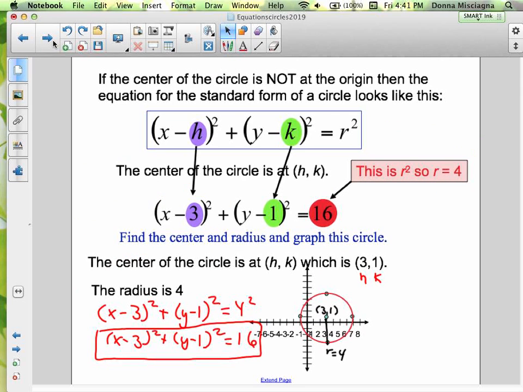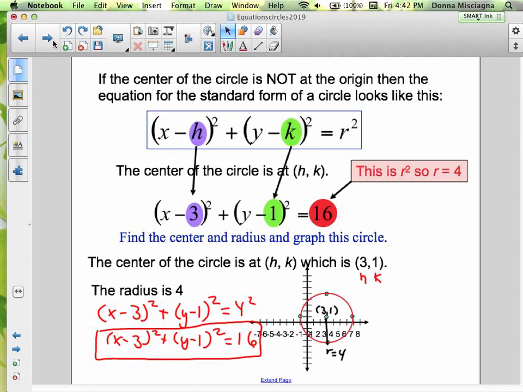All right, so if the center of the circle is not at the origin, then the standard form of the equation of a circle looks like this. (x minus h) squared plus (y minus k) squared equals r squared. The center of the circle is at h, k. If you're given the radius, or you can find the radius, here, for instance, the radius is 4. We can see it on the circle here.